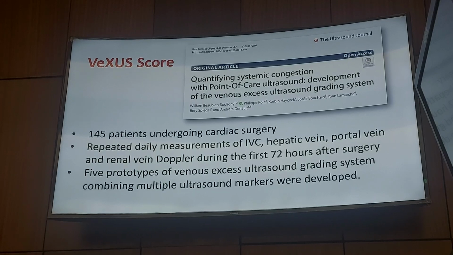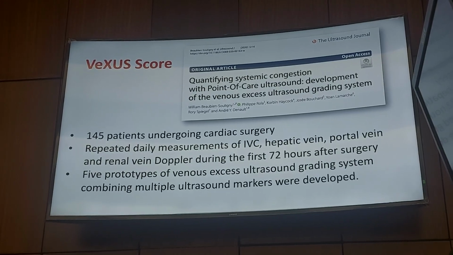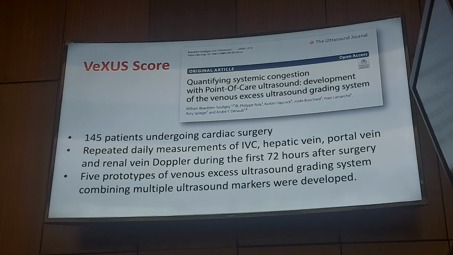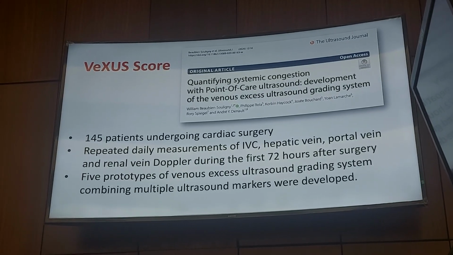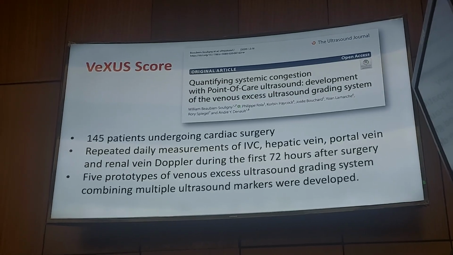We were not involved in the first validation, but we were involved in the second validation cohort. They started validating that in the cardiac surgical patients, and they developed a score which quantified systemic venous congestion, which integrated the IVC, the hepatic vein, the portal vein, and the renal vein. And then using Doppler, color Doppler, pulsed wave Doppler to quantify congestion. And then they developed a score.